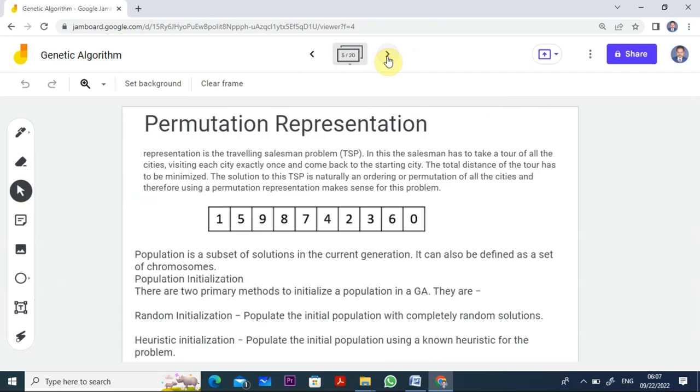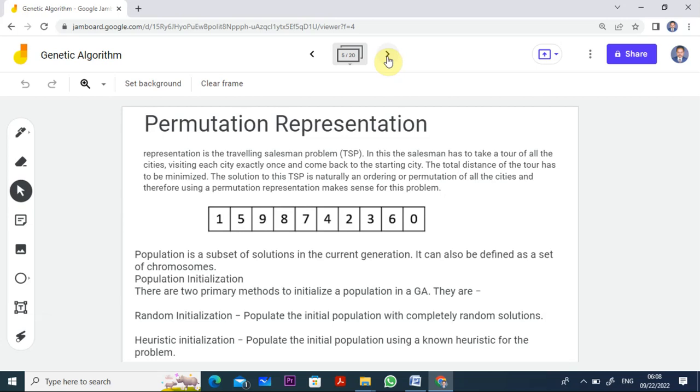Then coming to the next type, we call it the permutation representation. Suppose I am going for the traveling salesman problem, where I want to find the solutions. Any route you take, finally you can reach there, but it takes a long time or a long distance, and you may travel some places several times. All of you know the traveling salesman problem: it has to tour all the cities, visiting each city exactly one time and come back to the starting city. That means the city where you started, you have to come back, so only that city you visit 2 times.